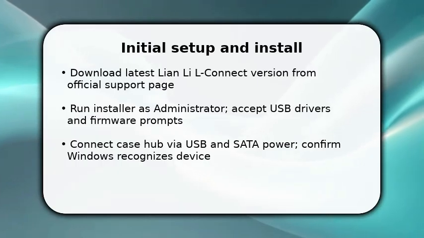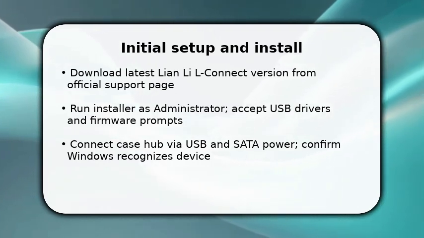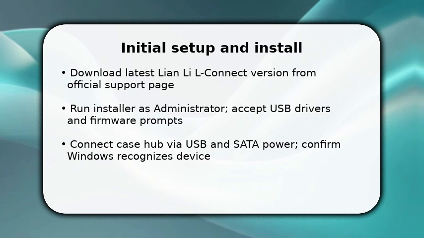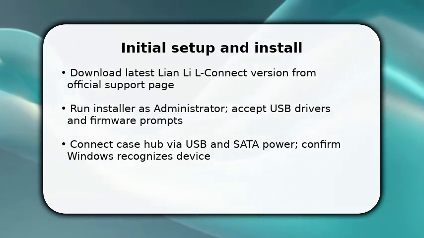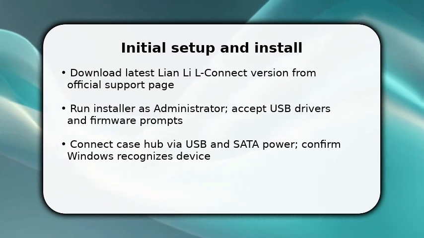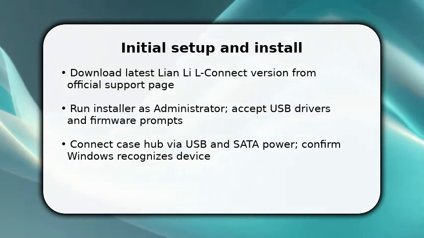You start by getting LConnect installed and the hub physically connected. Download the latest release, then run the installer as administrator so drivers install cleanly. Once done, plug the case hub into USB and provide SATA power. Windows should enumerate the device. If firmware prompts appear, allow the update.